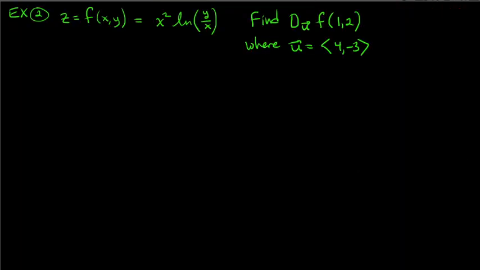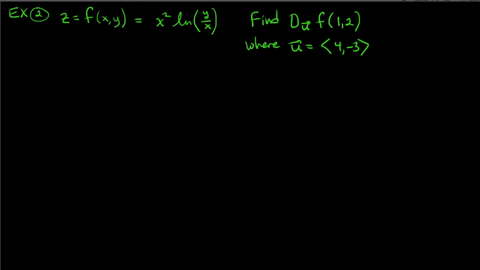Okay, so maybe we'll do one more example of a directional derivative. Here we're given the function f of x, y is x squared times the natural log of y over x. We want to find the directional derivative of that function at the point (1, 2) in the direction of u, where u is the vector (4, -3). So the x component is 4, the y component is -3.